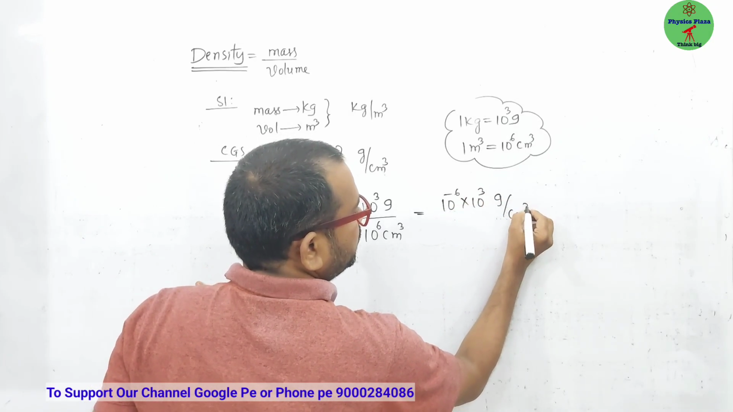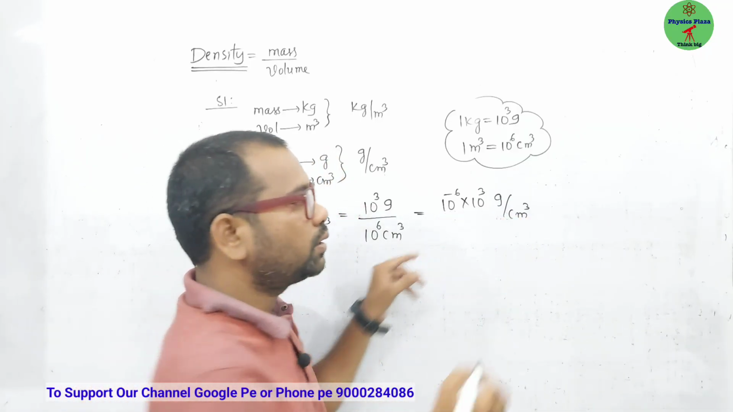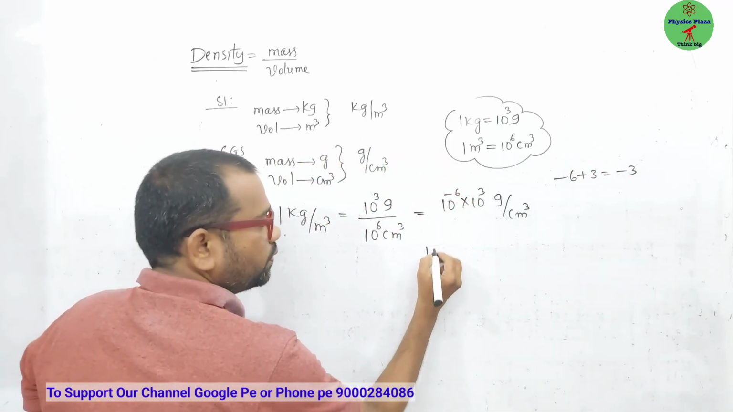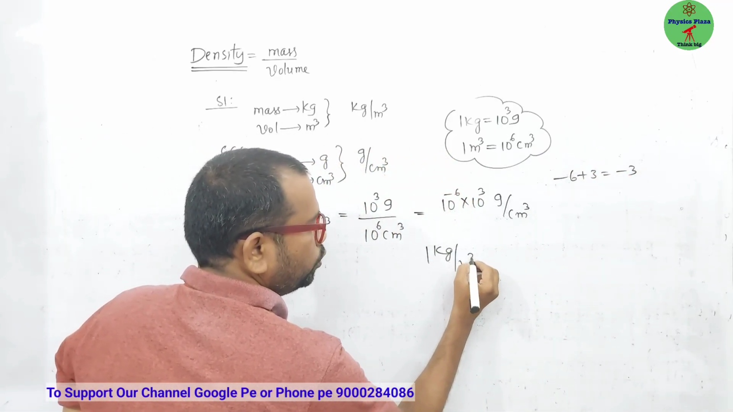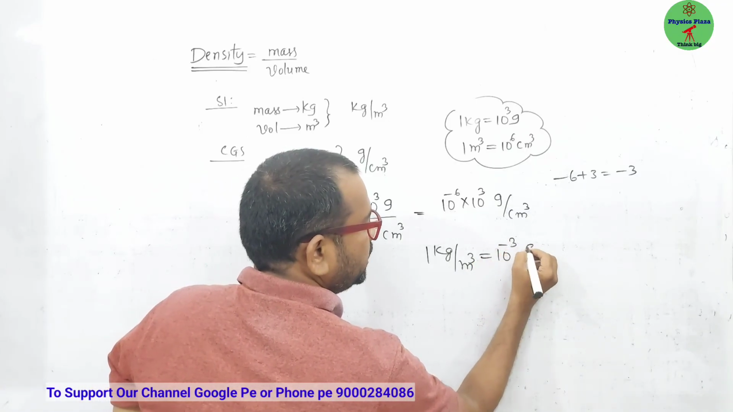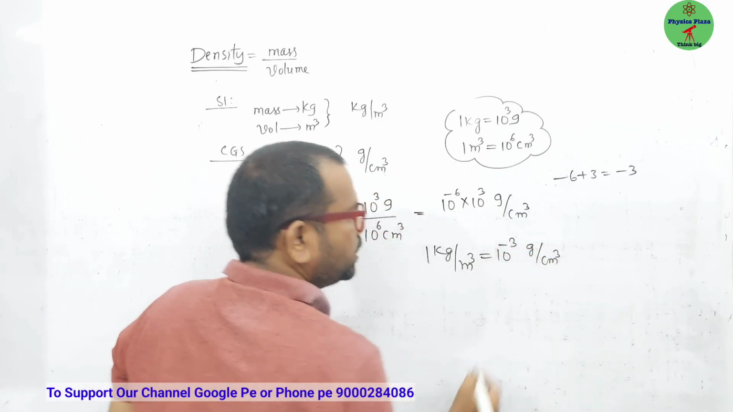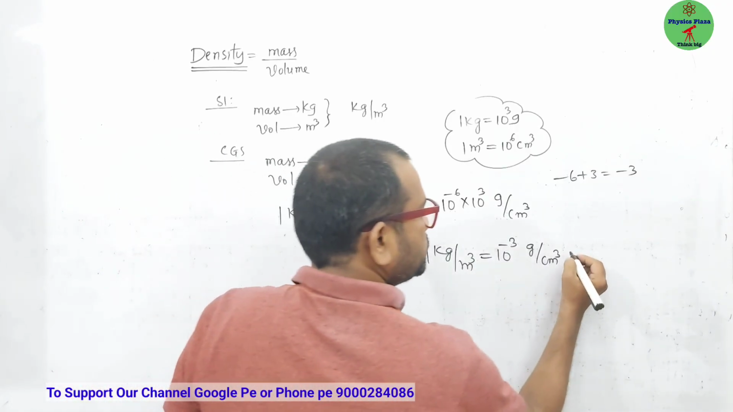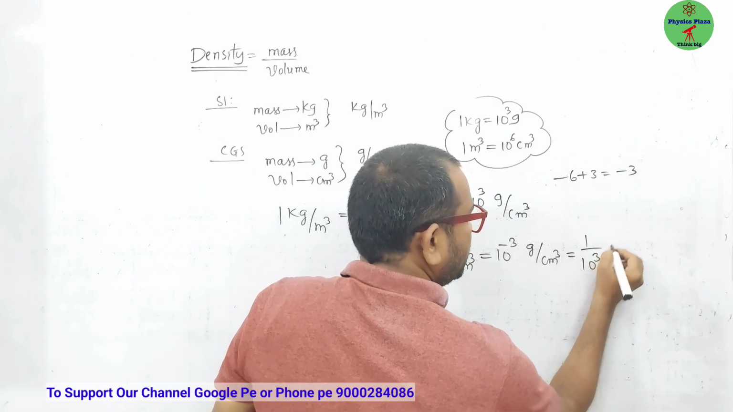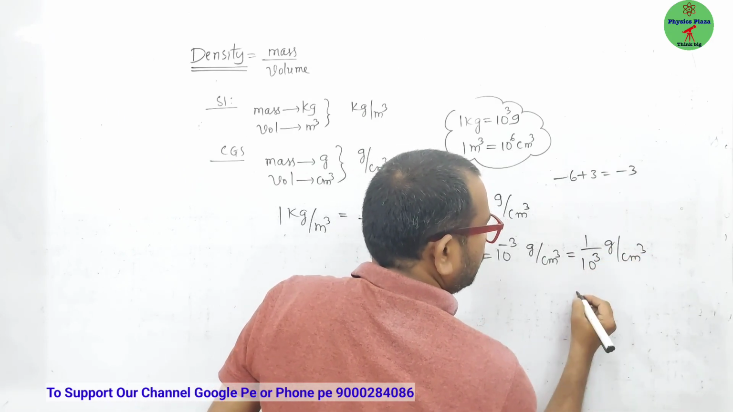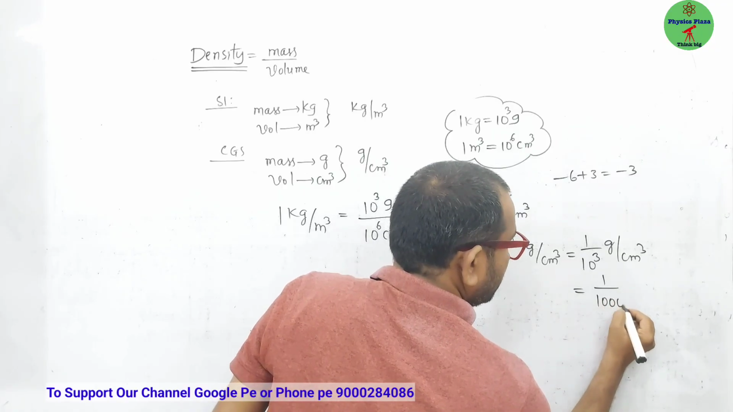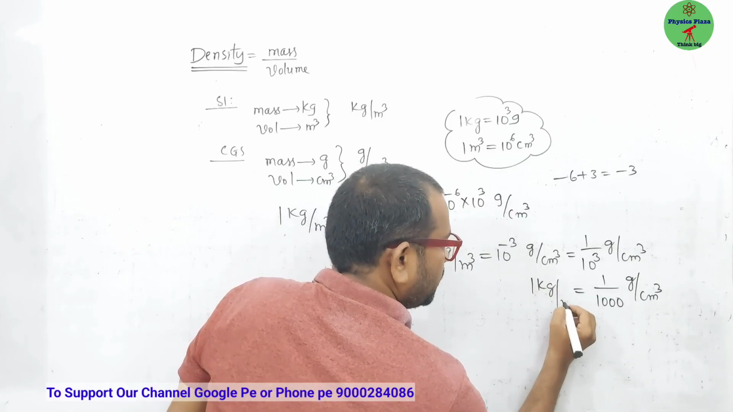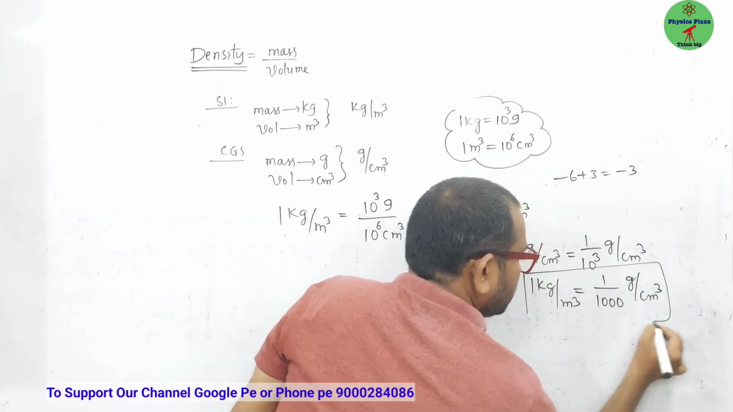Grams per centimeter cube. Children, whenever bases are the same, powers should be added. Minus 6 plus 3 is going to be minus 3. Simple maths. So, 1 kg per meter cube is equal to 10 power minus 3 grams per centimeter cube. 10 power minus 3 means if you take it to the denominator, it will become 10 power 3. So this can be written as 1 by 10 power 3 grams per centimeter cube, or 1 by 1000 gram per centimeter cube.